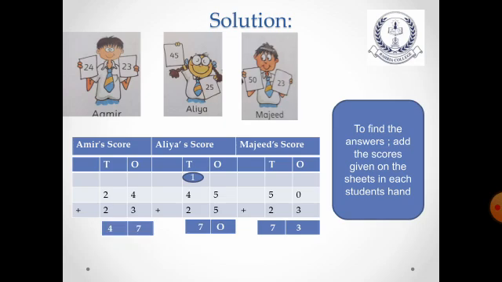Now it comes the turn of Amir's score. Start from the right hand side. 4 plus 3 is 7. 2 plus 2 is 4. Very simple. Amir's score is 47. Now we will use all the total scores to answer our further questions.